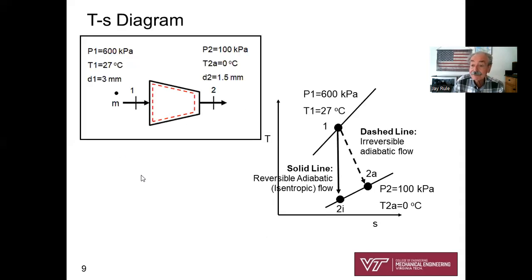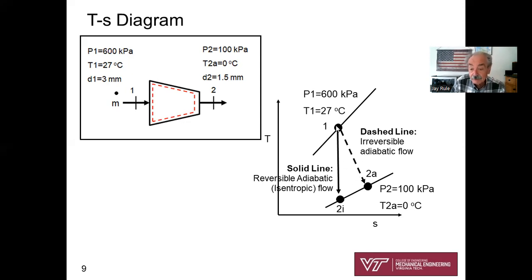Okay, let's draw a TS diagram looking ahead in our analysis. So here's our inlet state at 600 kPa. Outlet state, a lower pressure, 100 kPa. Where's that vapor dome? Well, the vapor dome for an ideal gas is way down here. So for our TS diagram, we're way over to the right compared to a vapor dome. We're in the ideal gas region.